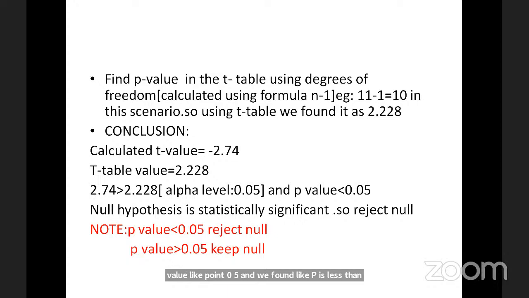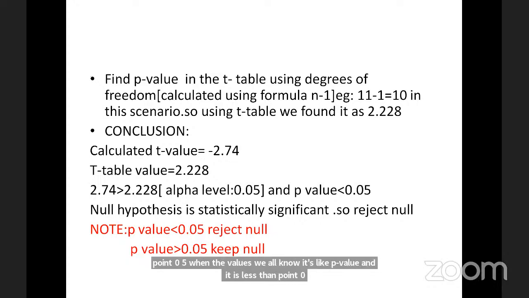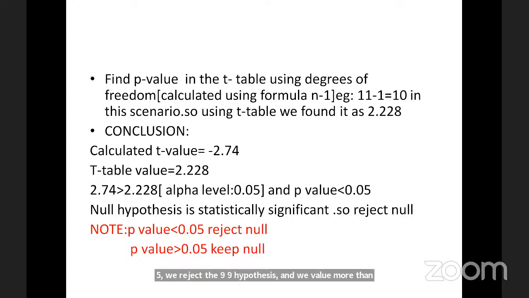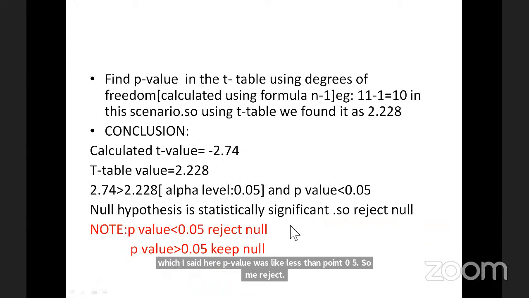We all know that when the P value is less than 0.05, we reject the null hypothesis. And when the P value is more than 0.05, we keep the null hypothesis. So in the scenario which I described, the P value was less than 0.05. So we reject the null hypothesis. The result is statistically significant.